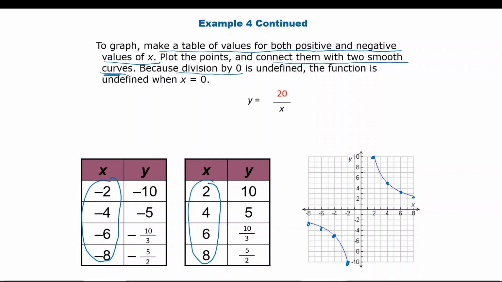Okay, now remember, because division by 0 is undefined, the function is undefined when x equals 0. So if I were to put in x equals 0 here, I would have y equals 20 over 0, and that's undefined. And you notice our plot shows that we're never going to get to the 0 on our x's or y's.